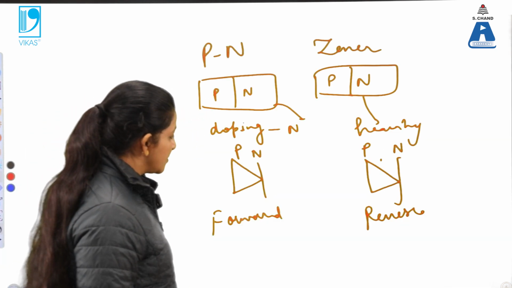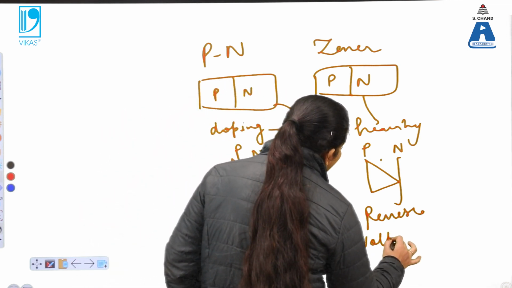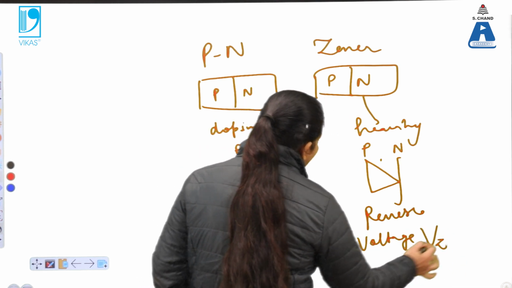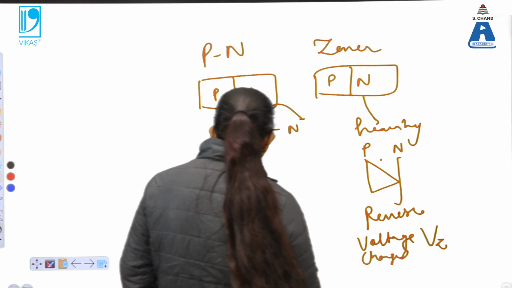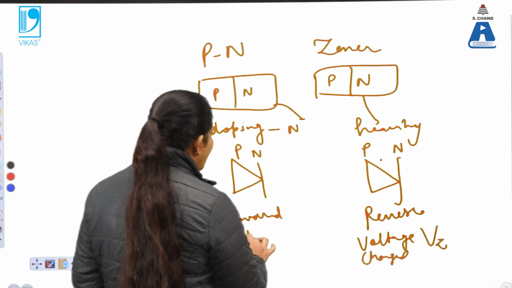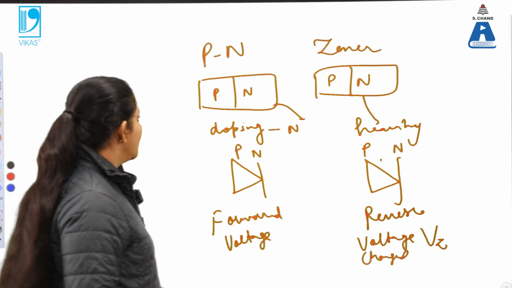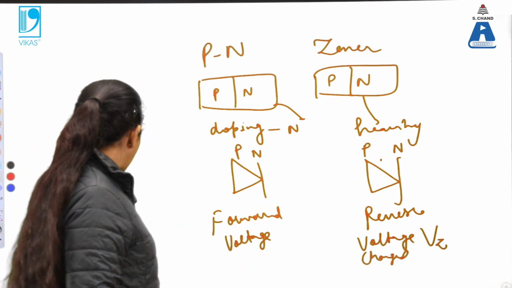So the next difference is what? In the Zener diode, the voltage regulation will be there. The voltage regulation or modulation is there, which is the VZ, and that can be changed or regulated over here. While in this case, the voltage cannot be changed or regulated. It can never be changed. So this is a major difference between the PN junction diode and the Zener diode.